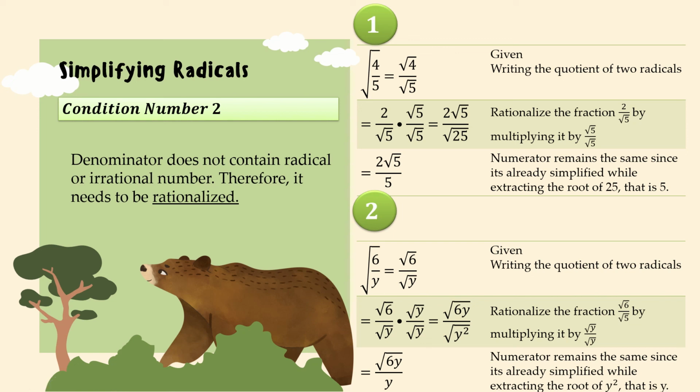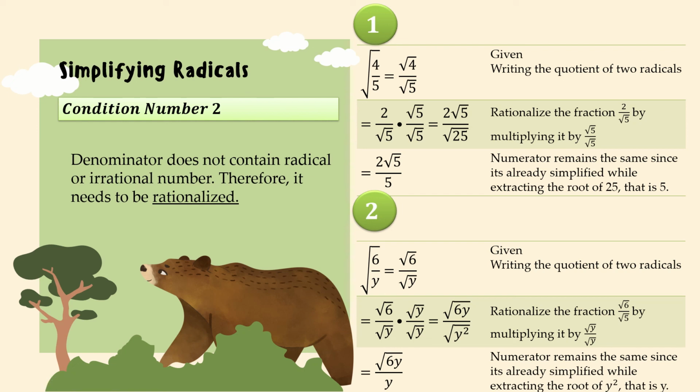Next is to simplify. Can the square root of 6 be simplified? No. The square root of y also stays the same. So therefore, the numerator and denominator are both radicals, but if the denominator is still a radical, we need to rationalize.